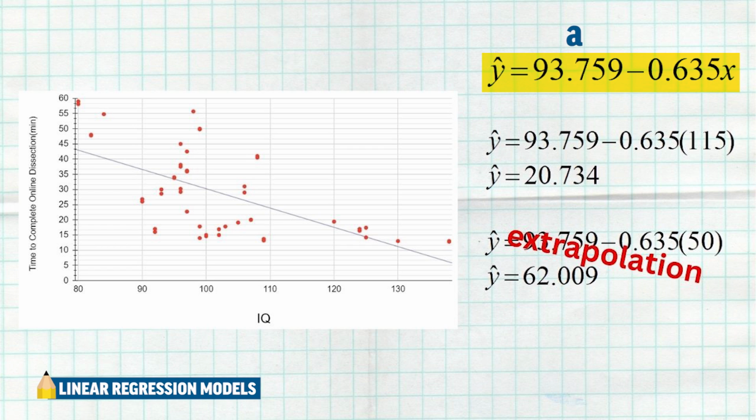That's our A value. And then we see our slope here. That's our B value of negative 0.0635. X is, of course, the explanatory variable. In this situation, that is their IQ. And Y hat, the predicted time it would take them to complete the dissection.